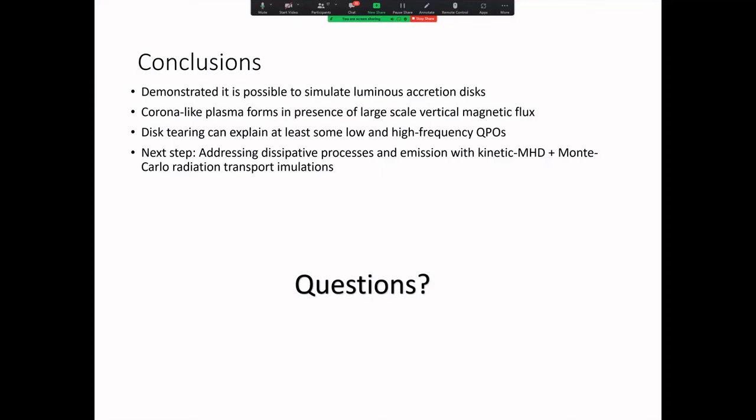To add to that, if you have a really thick disk, there are non-axisymmetric pressure waves that go through the disk that actually transport angular momentum without the need for any viscosity. Yep. Thank you. Other questions?